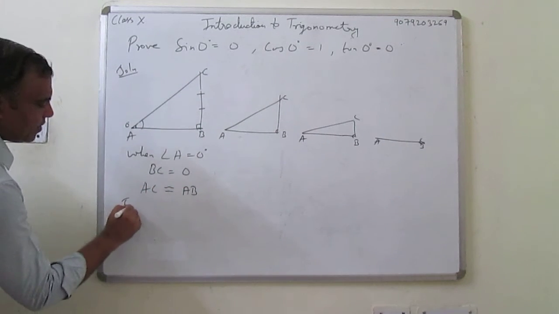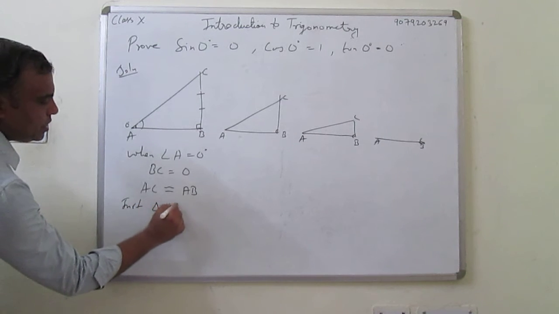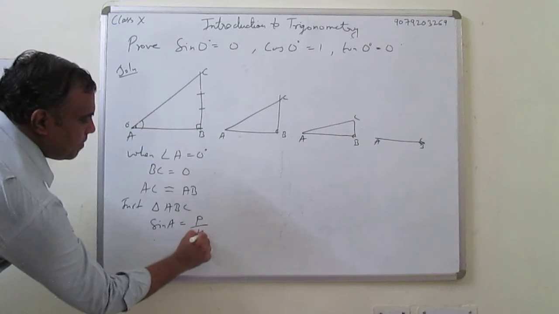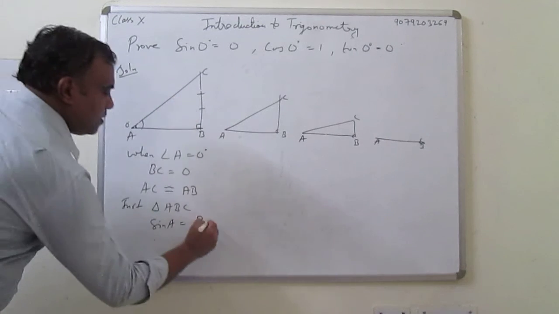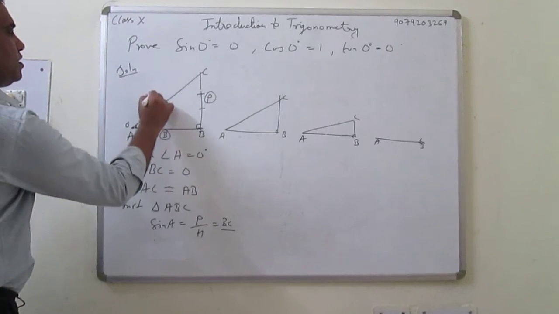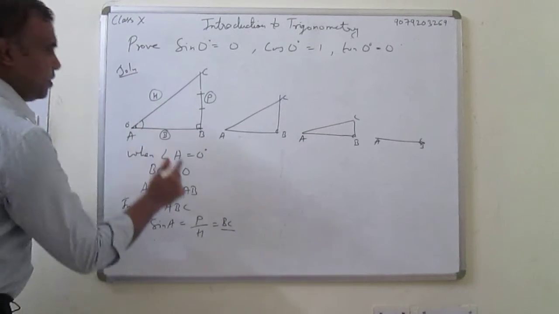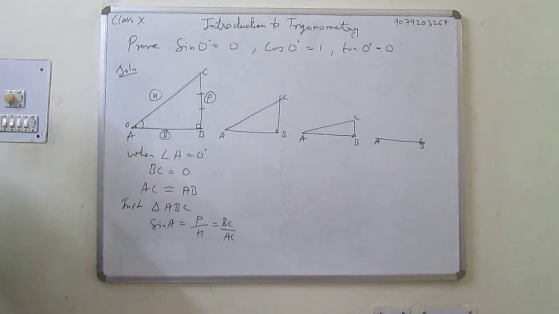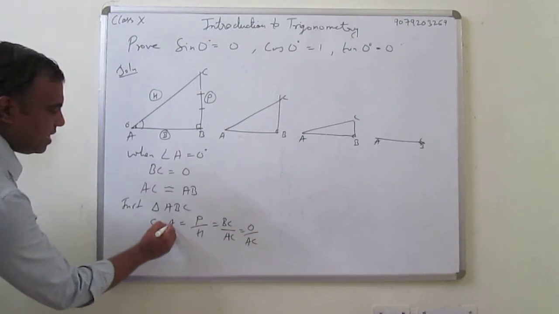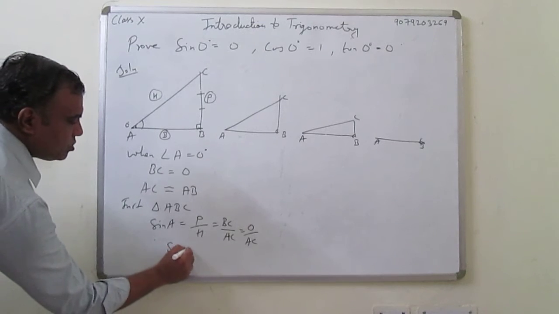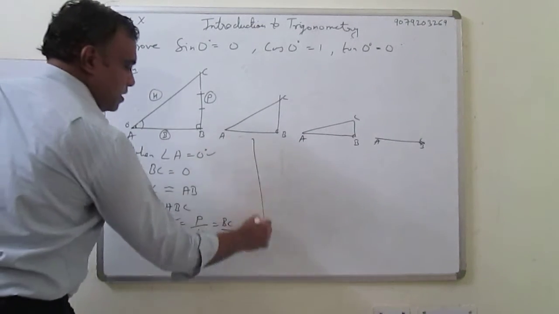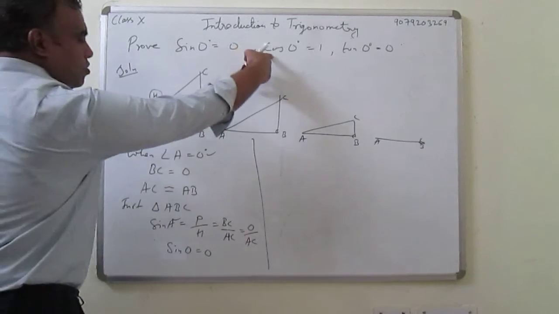Now in right triangle ABC, what is sin A? Sin A is P upon H. What is P here? BC upon, this is perpendicular, this is base, and this is hypotenuse. And what is hypotenuse? AC. Now what is the value of BC? BC is 0. So 0 upon AC, and angle A is 0, so sin 0 is equal to 0. Now I will calculate cos 0.